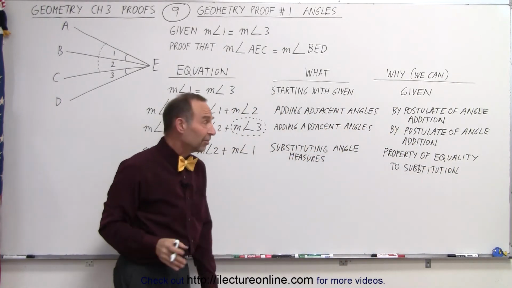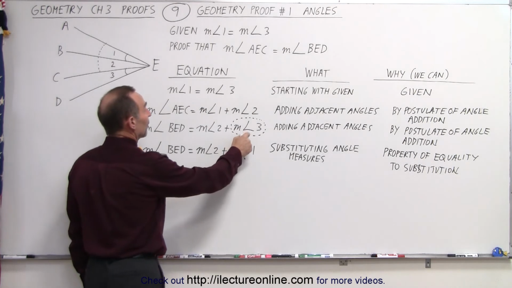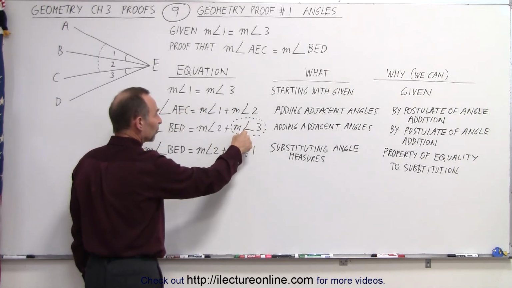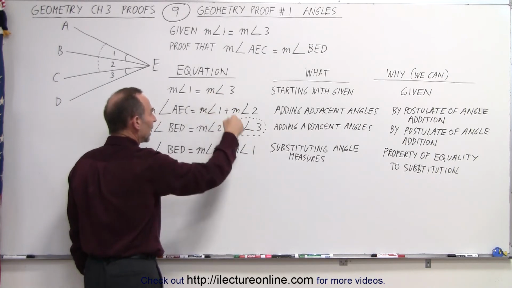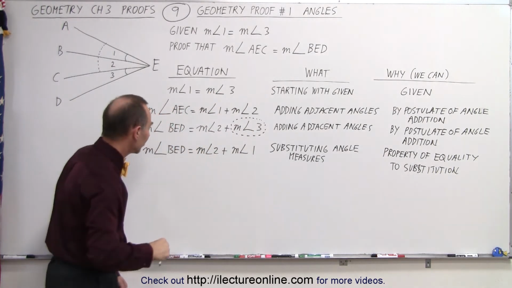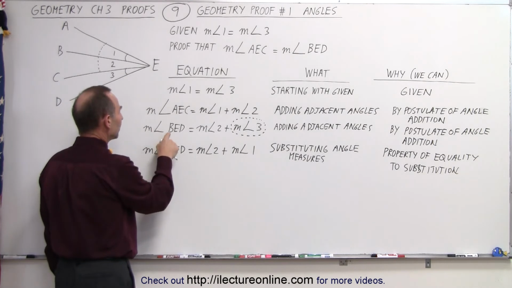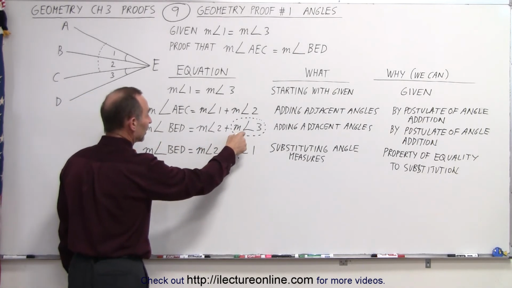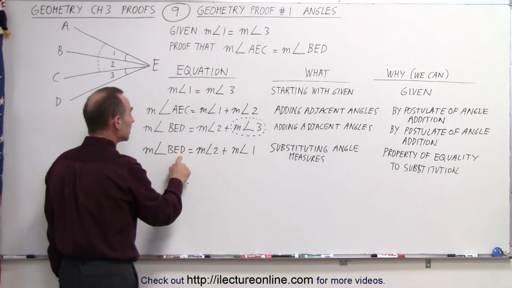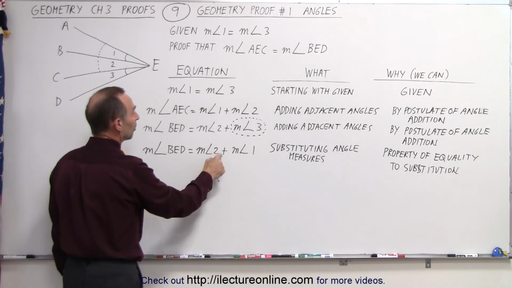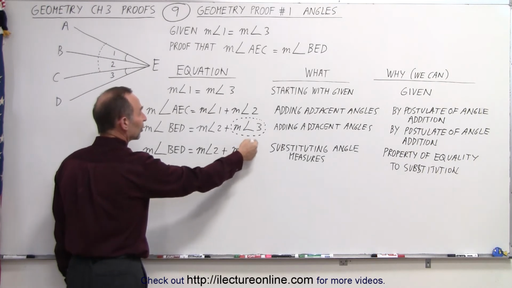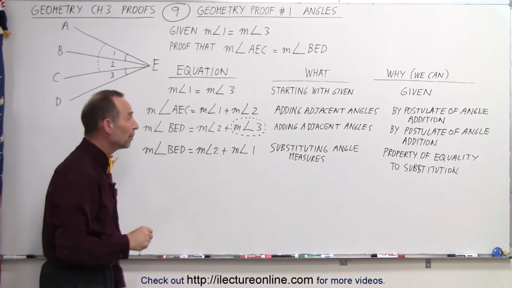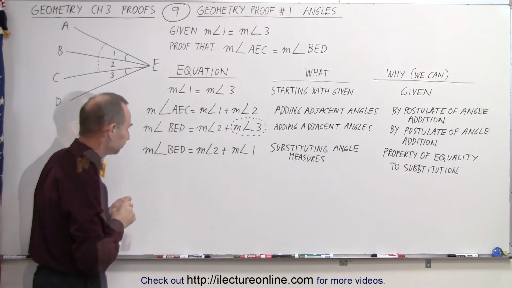So there's a property that says if the measure of angle 3 is equal to the measure of angle 1, and I have an equation that includes the measure of angle 3, I can simply substitute that and it would still be exactly the same. In other words, the measure of angle BED is equal to the measure of angle 2 plus the measure of angle 3, or the measure of angle BED is equal to the measure of angle 2 plus the measure of angle 1. I simply substitute the measure of angle 1 into where we had the measure of angle 3.